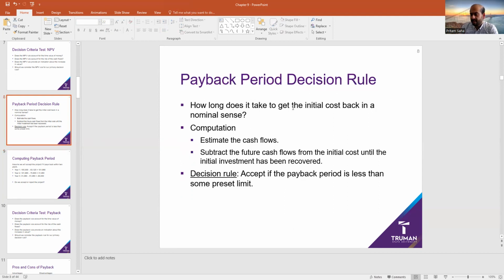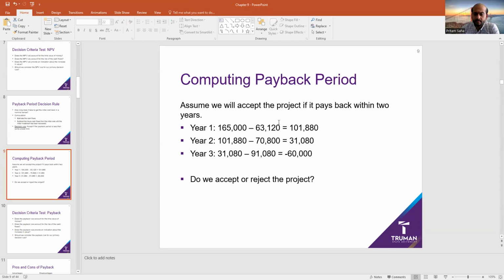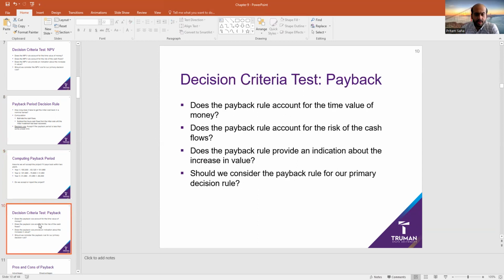How long does it take to get the initial cost back in a nominal sense? So this is how payback period works. Going back to the 4 questions: is payback a good proxy or not? Pause the video, answer these 4 questions, then come back.